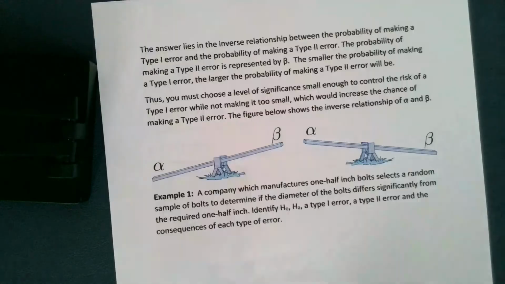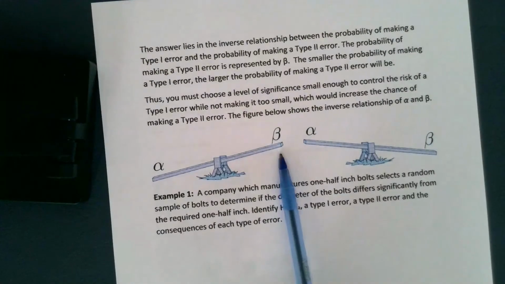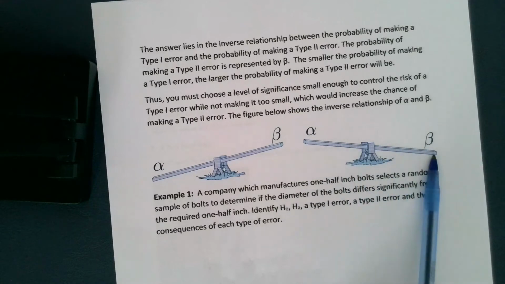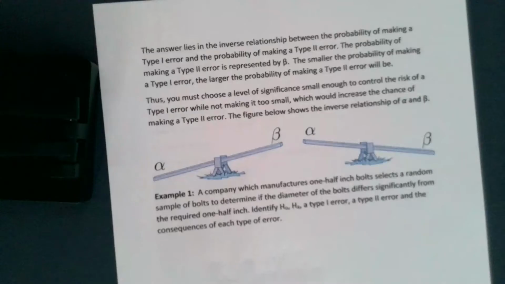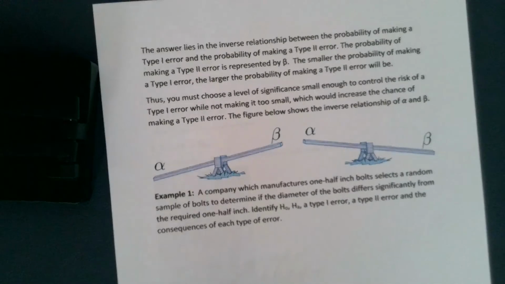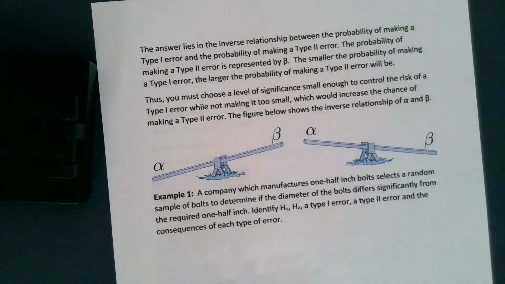So it works kind of like this diagram here. Reducing alpha automatically increases beta. Increasing alpha will automatically decrease beta. So you kind of have to make a decision. Would you rather have a lower chance of making a type 1 error or a lower chance of making a type 2 error? And how do you decide which one is better? Well, it depends on the consequences of these two errors.